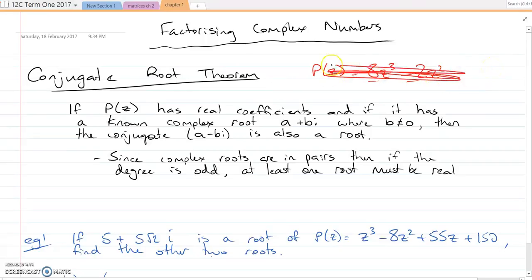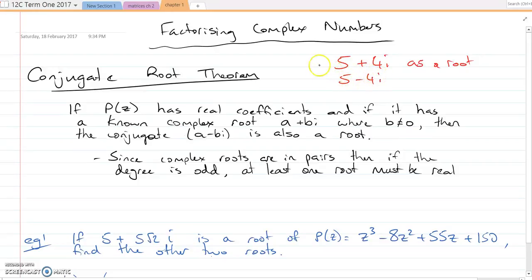So, if it has these real coefficients, and if you know that a particular number is a root, a particular complex number that actually has an i as well. I mean, 5 is technically a complex number, but it doesn't have an imaginary part. So if you had 5 plus 4i as a root, what this theorem says is that the conjugate is a root. So that implies that 5 minus 4i is also a root. This is what this theorem says.